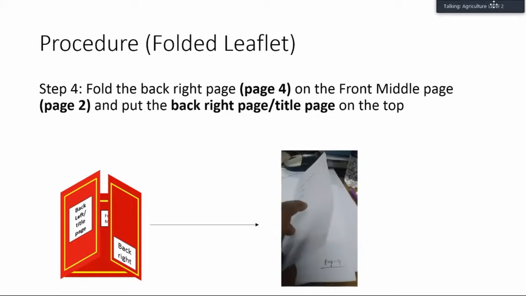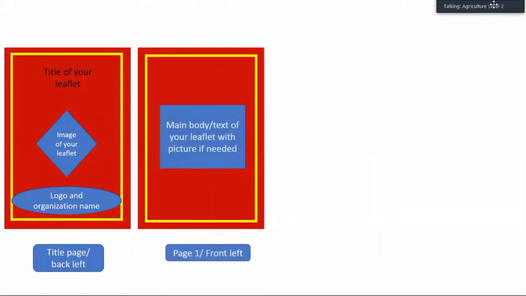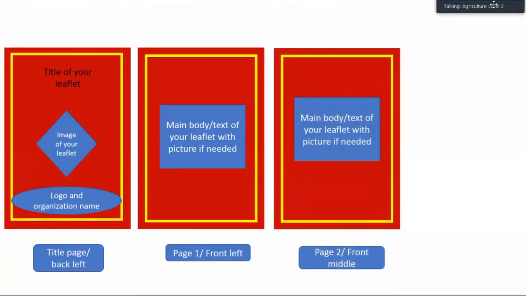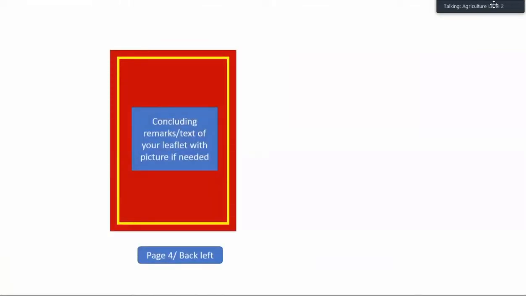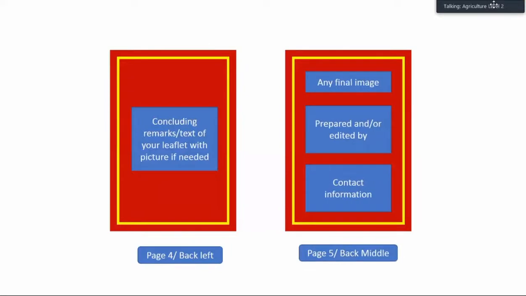Do you understand this? So it might be the title page of your leaflet, you may put an image here and the logo and organization name. It's going to be the title page or back left. This is the main body or text of your leaflet, with pictures if needed. This is front left page one, this is front middle page two, the main body, and this is the main body again, page three. This is the concluding remarks or page four, back left, and this is page five or back middle. This is any final image you want to give, then the prepared and edited by information should be here, and finally the contact information.